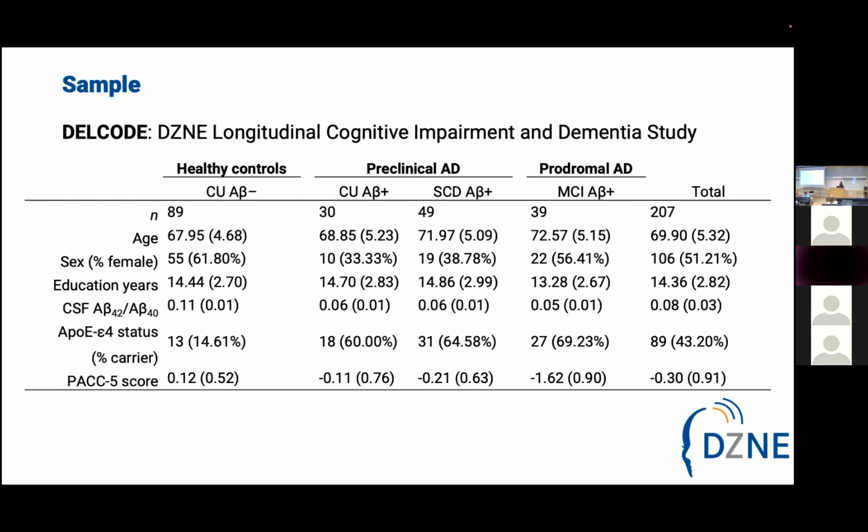So we applied this to a subsample of the DELCODE study, totaling 207 participants, including healthy controls, 2 preclinical AD groups, one being completely cognitively unimpaired, the other one having subjective cognitive decline, but being cognitively normal on our established neuropsychological measures. And then we also have a prodromal AD group.